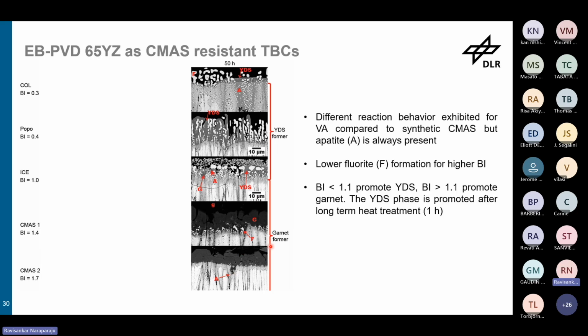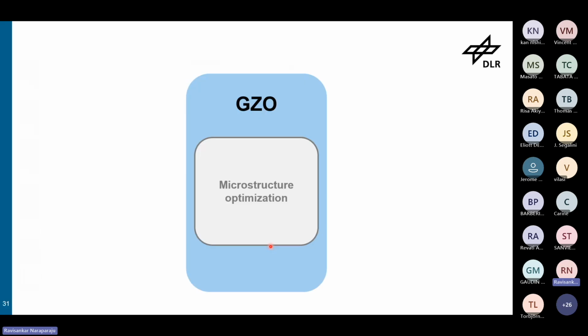If we are thinking about new chemistries, you have to really use various CMAS compositions, starting from low calcium content to high calcium content, to see the reaction mechanisms and to understand the protection behavior of your TBC.